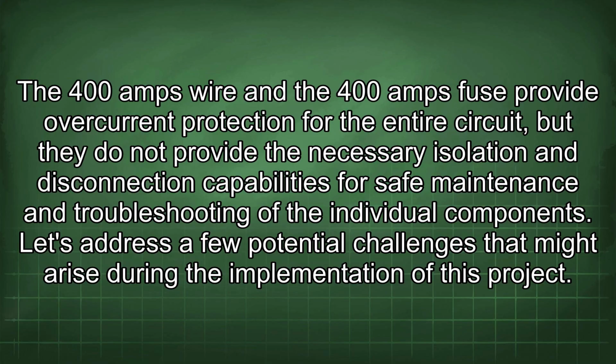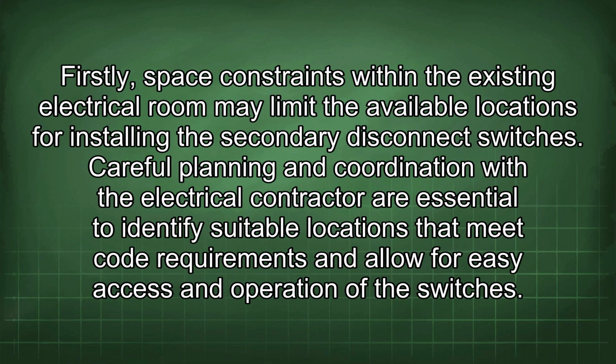Let's address a few potential challenges that might arise during the implementation of this project. Firstly, space constraints within the existing electrical room may limit the available locations for installing the secondary disconnect switches. Careful planning and coordination with the electrical contractor are essential to identify suitable locations that meet code requirements and allow for easy access and operation of the switches.